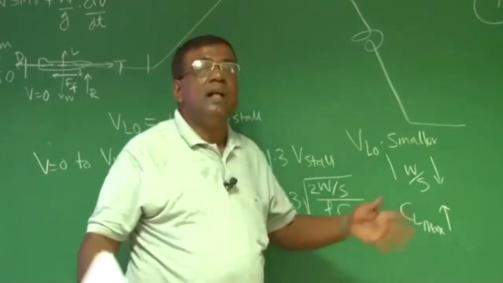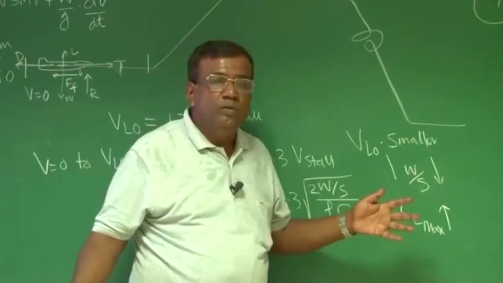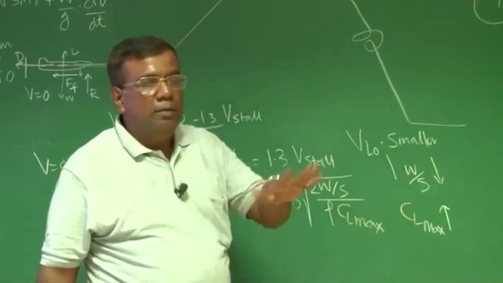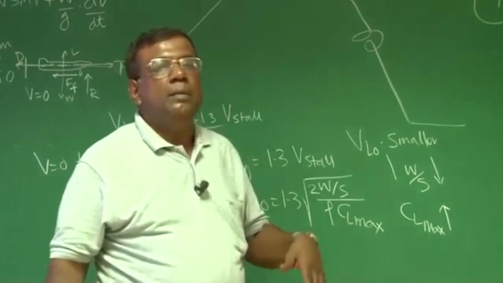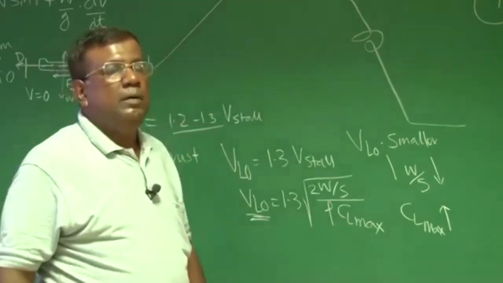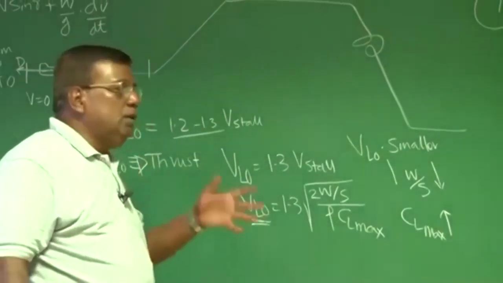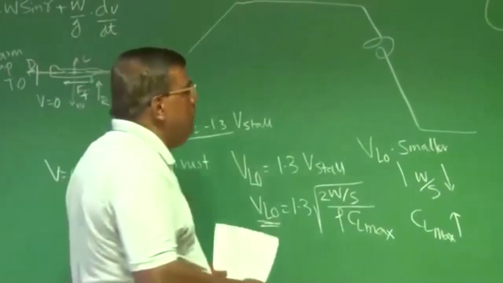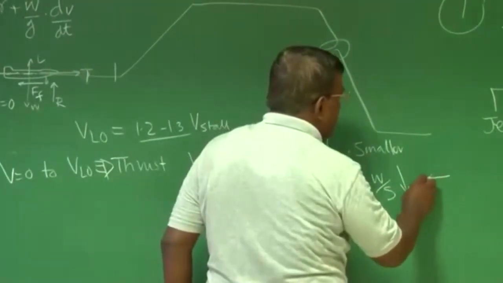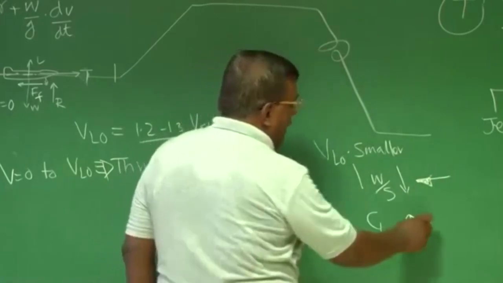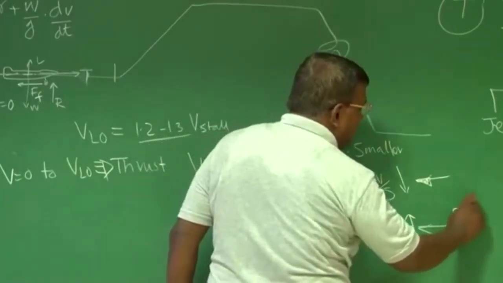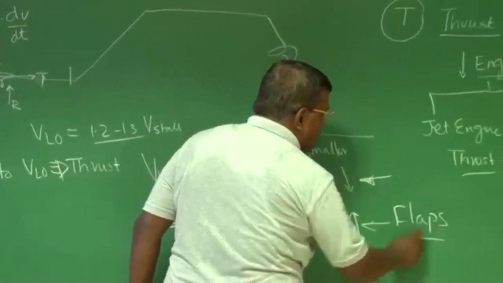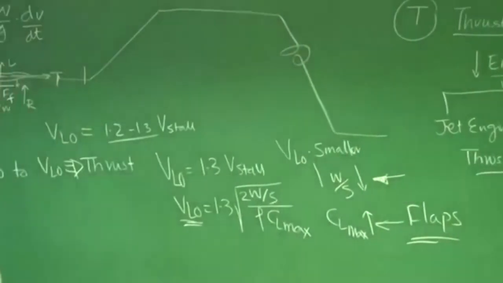Wing loading low means large wing area. If there is relatively large wing area, then takeoff speed will be less, but at the same time drag will also increase. It will become more sensitive to wind. So all those issues we will be covering in the discussion of W by S. And flaps, high lift devices, we will cover on CL max.